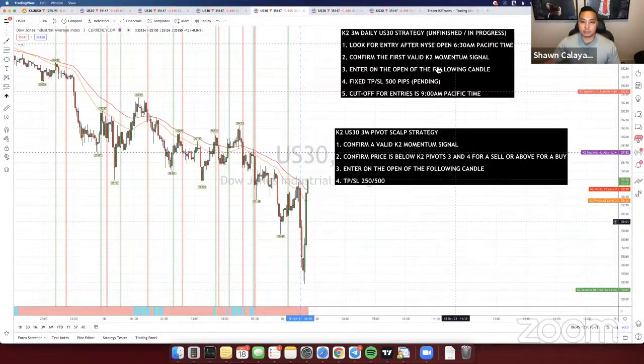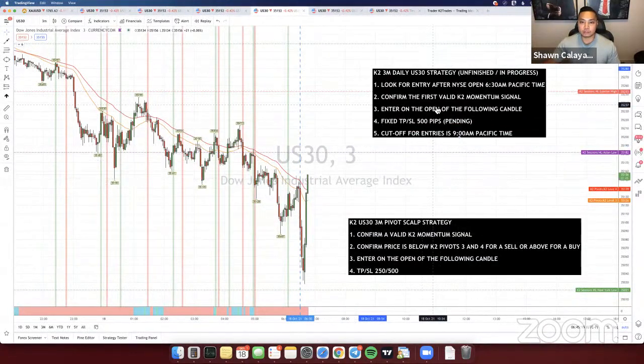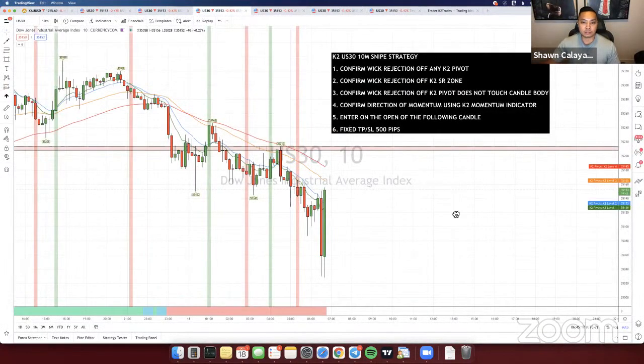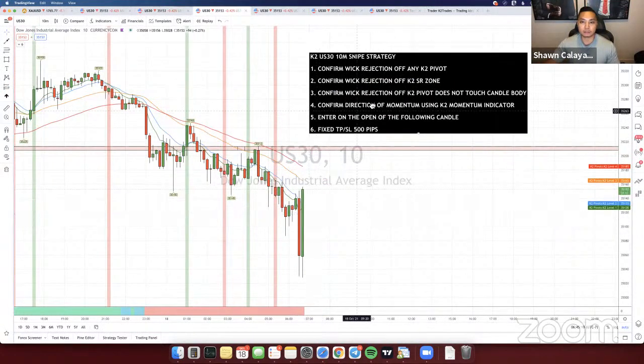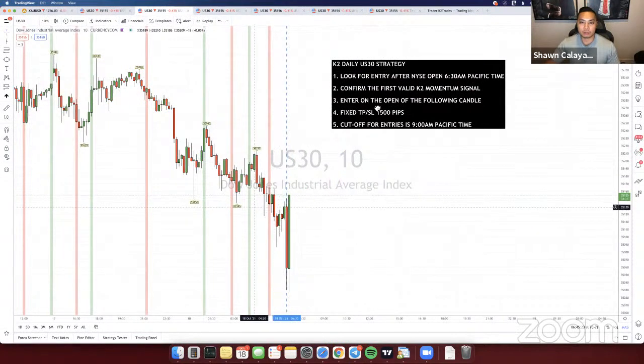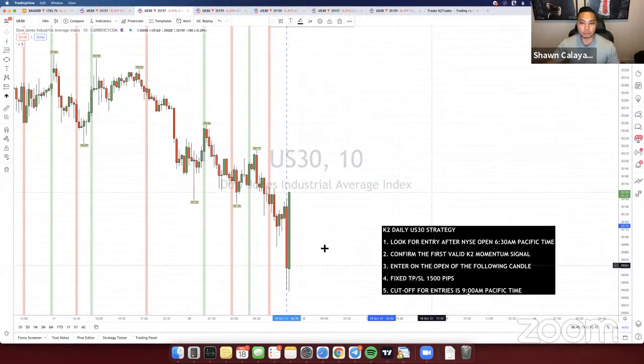All right, so nothing here on the 3-minute. Obviously, for the 3-minute here, there's no entry available. Looking at the 10-minute here, there's also no entry available right here. For the daily over here, if you guys are familiar with the daily strategy, basically we're looking for the first valid momentum signal after open.